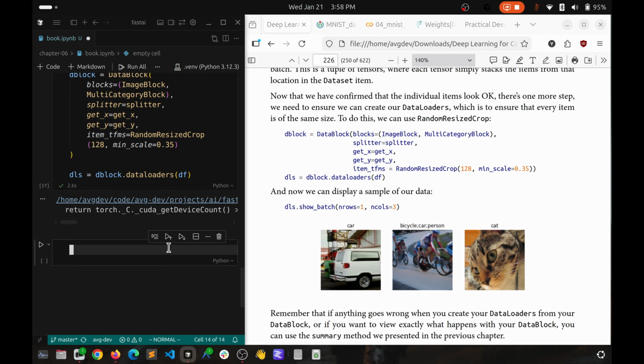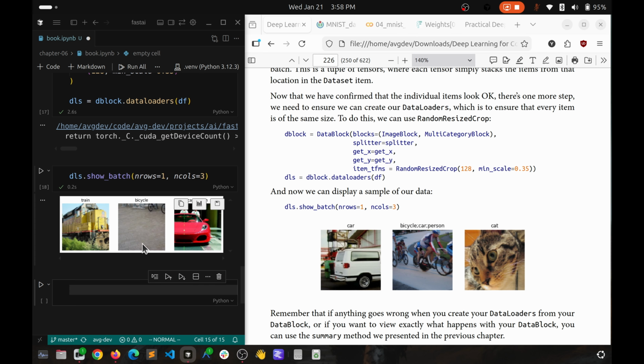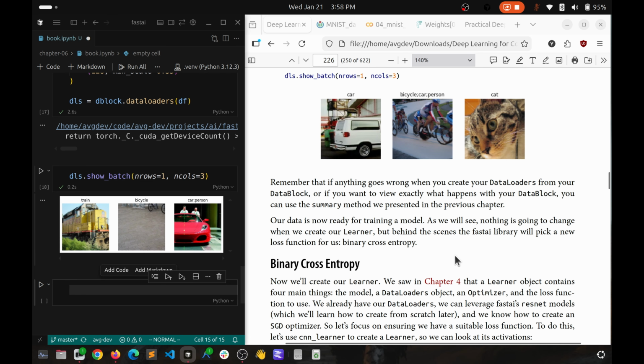Okay. I don't know what that is, but okay. dls. What happened here? Oh. Okay, there we go. dls.show_batch, nrows=1, ncols=3. Cool. So we have train, bicycle, and car with person. Okay. That makes sense. This one has two labels associated with it.